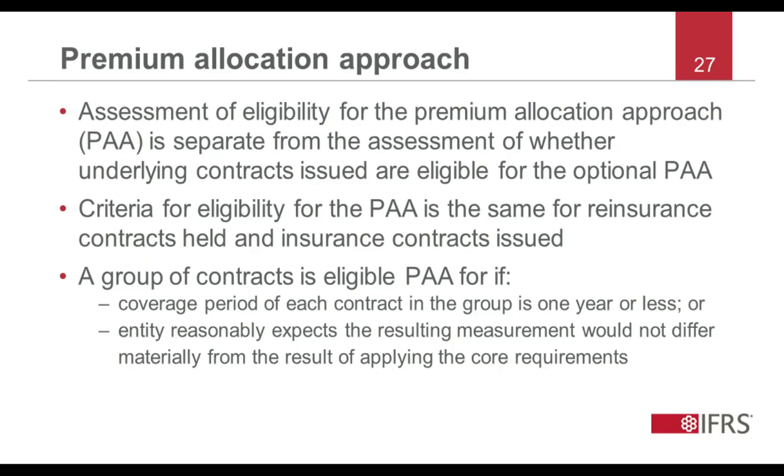Some reinsurance contracts held may be eligible for the optional simplified accounting, the premium allocation approach. The assessment of eligibility for the reinsurance contracts held is independent and irrespective of whether the entity applies the optional premium allocation approach to the underlying insurance contract it issues. The criteria for eligibility for the premium allocation approach for reinsurance contracts held is the same as the eligibility criteria for insurance contracts issued. That is, a reinsurance contract held is automatically eligible when its coverage period is a year or less.